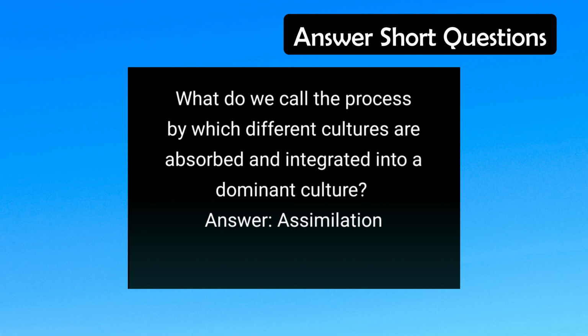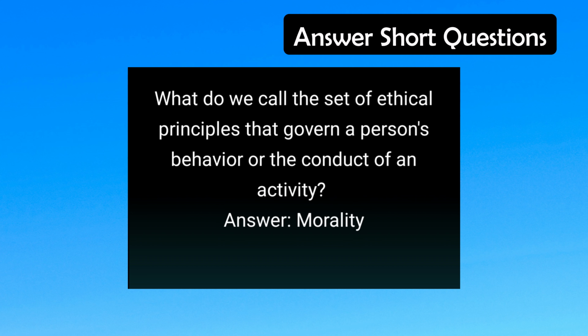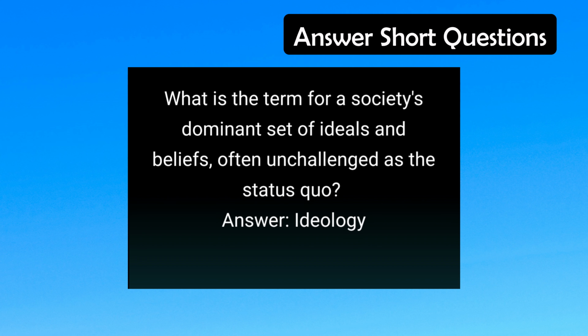Answer: assimilation. What is the term for the state of being equal, especially in status, rights, and opportunities? Answer: equality. What do we call the set of ethical principles that govern a person's behavior or the conduct of an activity? Answer: morality. What is the term for a society's dominant set of ideals and beliefs, often unchallenged as the status quo?